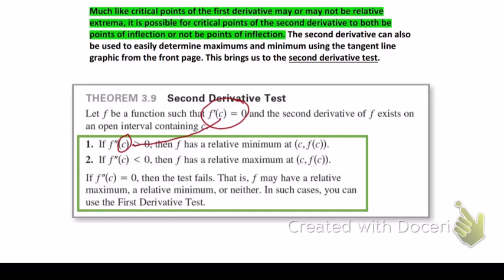A lot of the time, it doesn't always work. So if the second derivative evaluated at the critical number of the first derivative is positive, you've got a relative minimum. If it's negative, you've got a relative maximum. And then the little kicker down here, if it equals 0, then the test fails. This could be a relative maximum, minimum, or neither one. And then you go back to the first derivative test. Let's do this one.